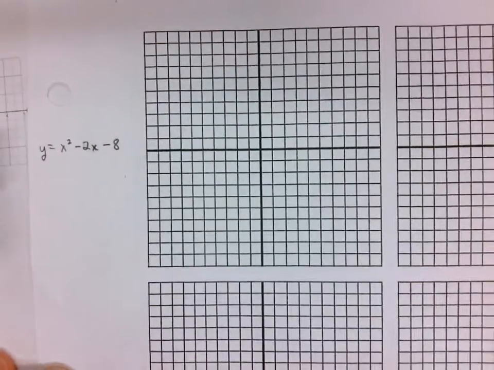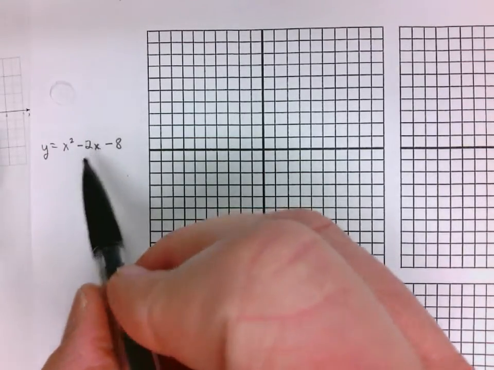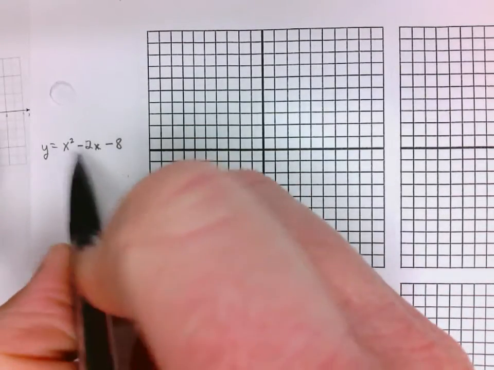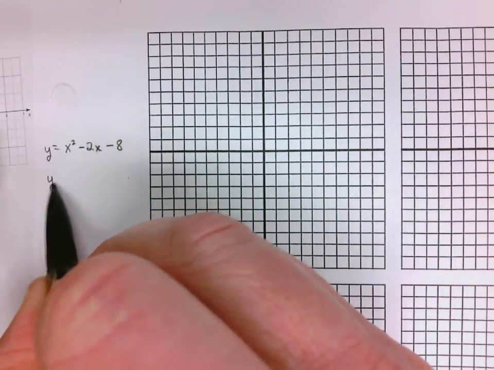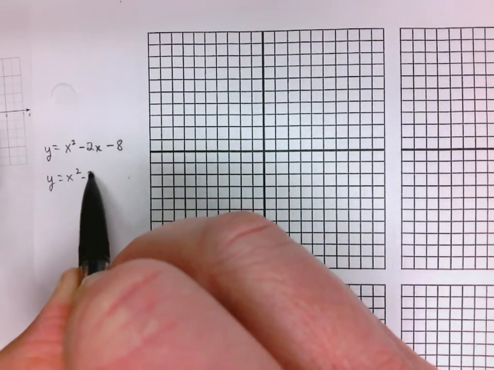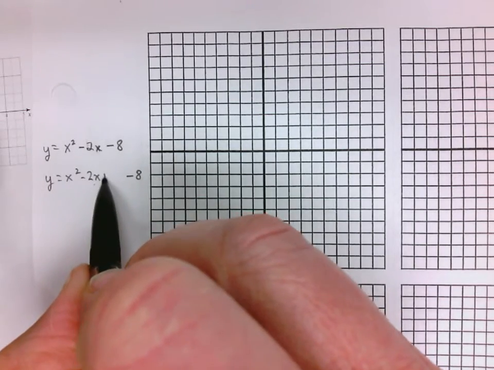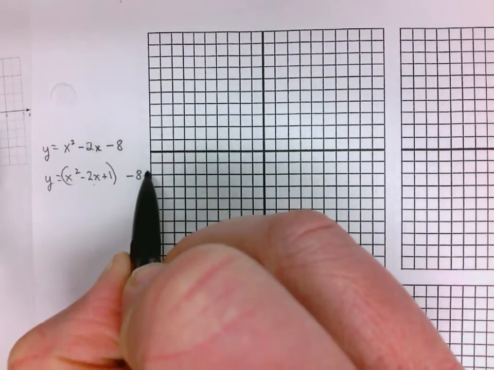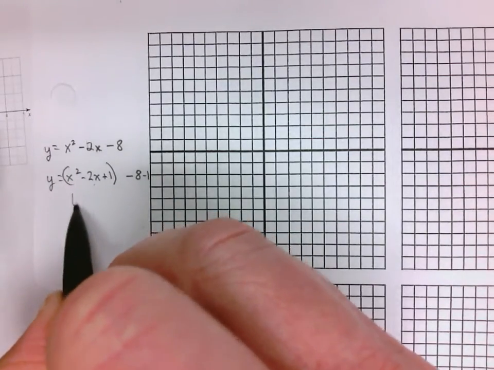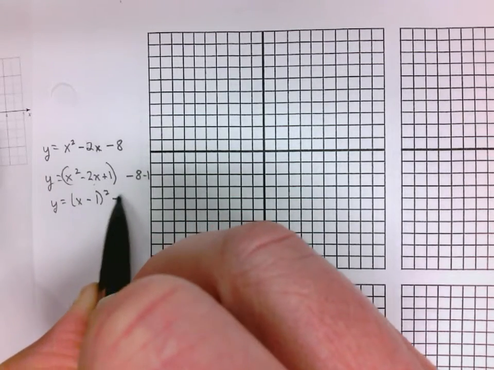So let's do one that has integer values, just so you can see it. X squared minus 2x minus 8, and I know that we can factor this, but if we're going to complete the square, put the 8 over here. X squared minus 2x plus 1. We added 1, so we need to subtract 1. So this factors into x minus 1 squared minus 9.